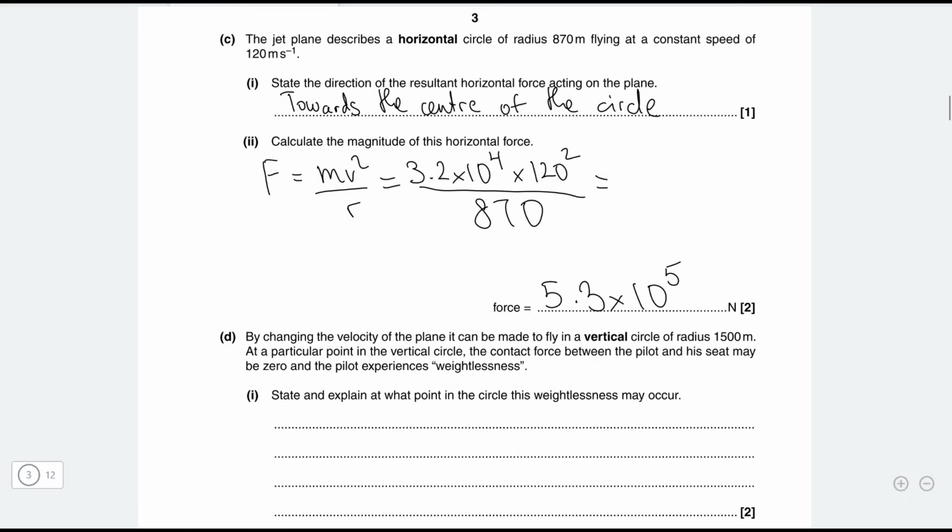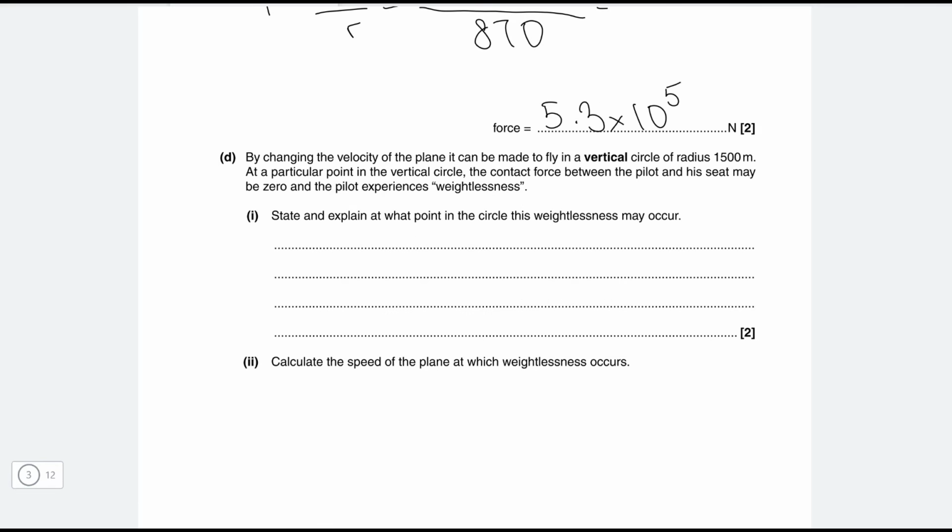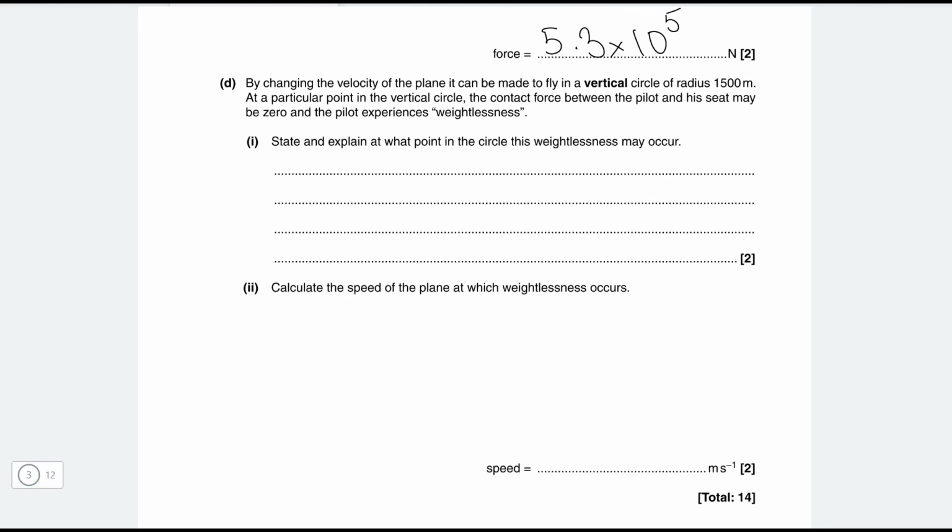Okay, so part D, by changing the velocity of the plane, it can be made to fly in a vertical circle of radius 1,500 meters. So now the pilot is essentially doing a loop. State and explain at what point in the circle the weightlessness may occur. So imagine that the pilot is doing a vertical circle. How exciting. The weightlessness would actually occur at the top of the circle. So we can just write this down.